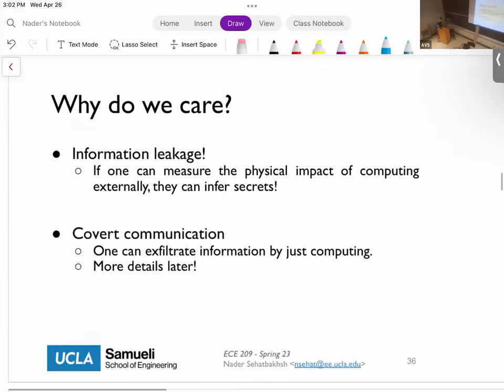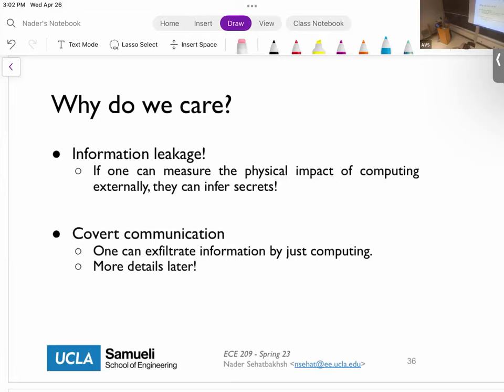Why? Because if I'm running different things in my computer, and that impact can be measured and seen in the outside world, then I can launch some form of information leakage attacks. If I'm processing zeros versus processing ones, and somebody outside can measure some meaningful signals out of this, maybe they would be able to say whether I'm using zeros or ones.